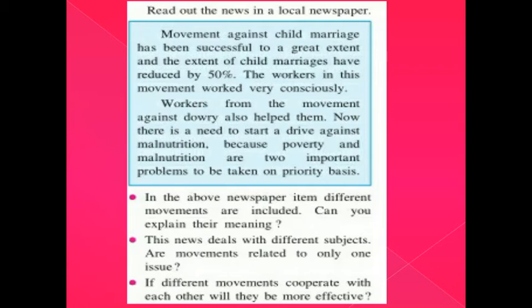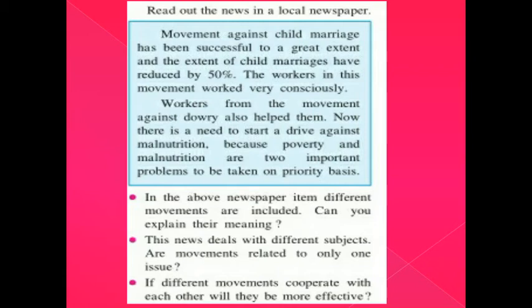One passage is given. I am reading the passage for you. Movement against child marriage has been successful to a great extent, and the extent of child marriages has reduced by 50%. The workers in this movement worked very consciously. Workers from the movement against dowry also helped them. Now there is a need to start a drive against malnutrition, because poverty and malnutrition are two important problems to be taken on priority basis.